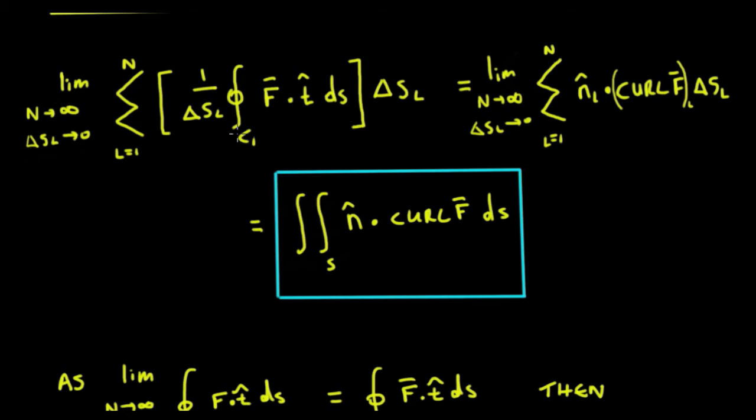And we'll bracket off this little section here because we've seen this before. This is nothing other than, from the previous video, the normal component of the curl. So when we take this limit, we're forming a surface integral. We're forming the surface integral of the normal component of the curl of the vector field.